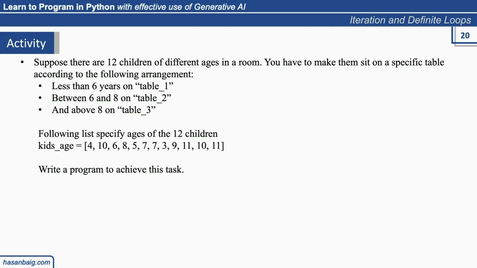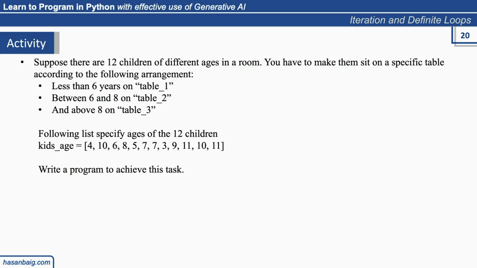Okay, so if your age is 4, for example, make them sit on table 1 and table 2 and table 3. So ask yourself how you can check the age. You know the structure, we have already discussed that. Similarly, table 1, table 2 and table 3, can they be an independent variable or will they be a container?